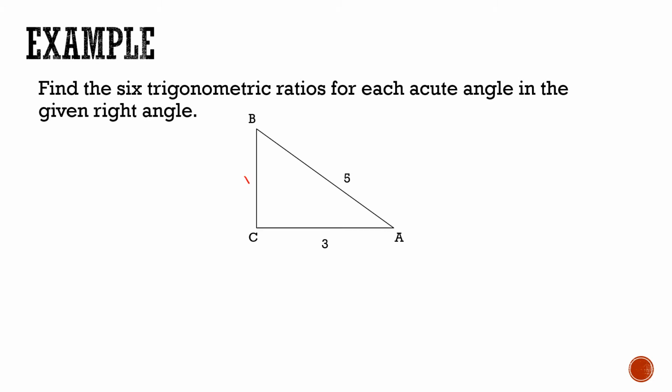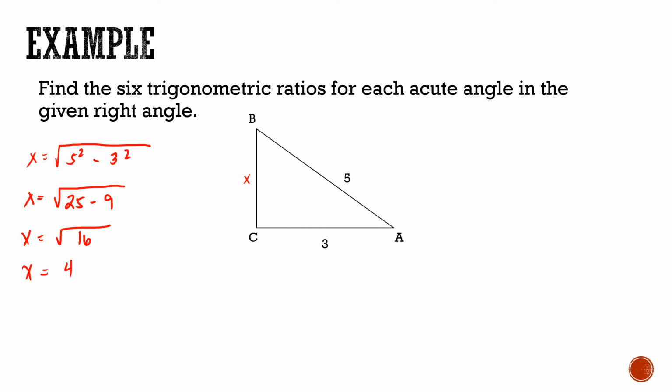So let's say the missing side will be x. So I can say that x is equal to the square root of the square of the longest side, which is 5, minus the square of the other leg, which is 3. So x is equal to the square root of 25 minus 9, which is the square root of 16. Therefore, x is equal to 4. So the missing side, or side BC, is equal to 4.